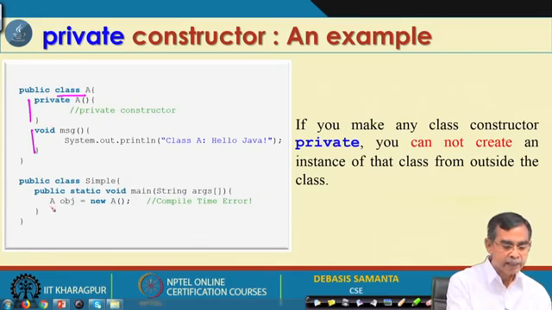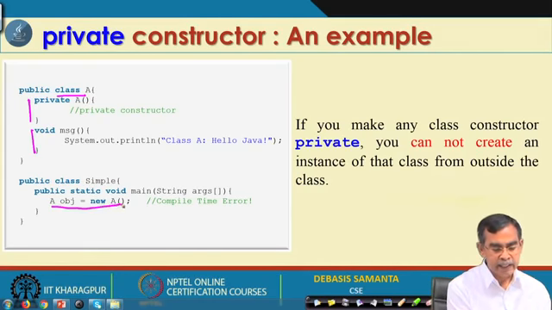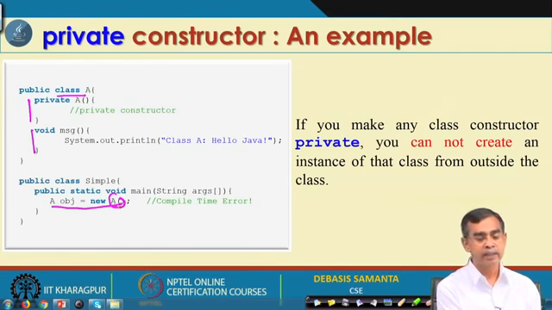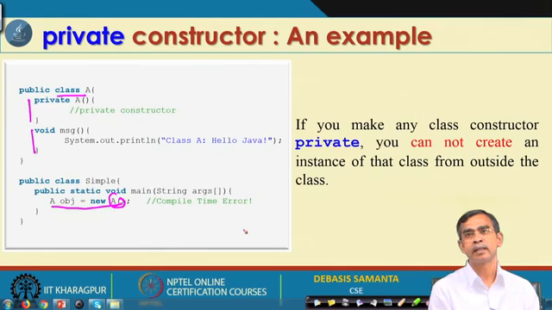Now, whenever we create an object, the constructor will be called. When the constructor is called in this case, as it is private, it cannot be executed from anywhere. So, this will lead to a compilation error. That means, if you declare a class as public but its constructor as private, then no one can create any object of that class.